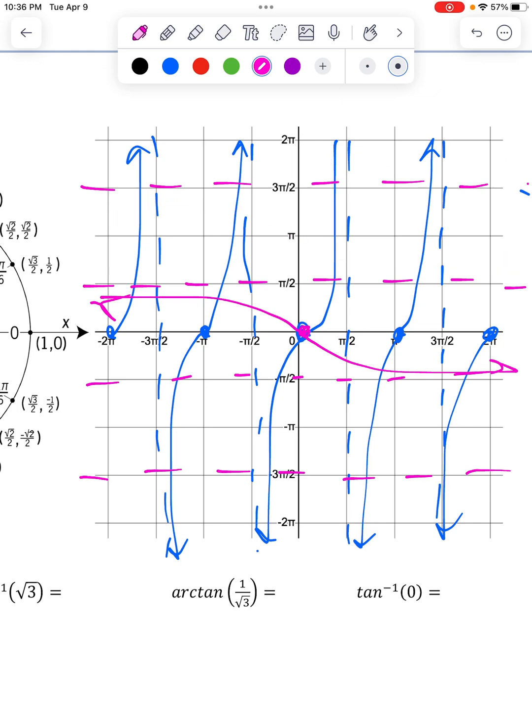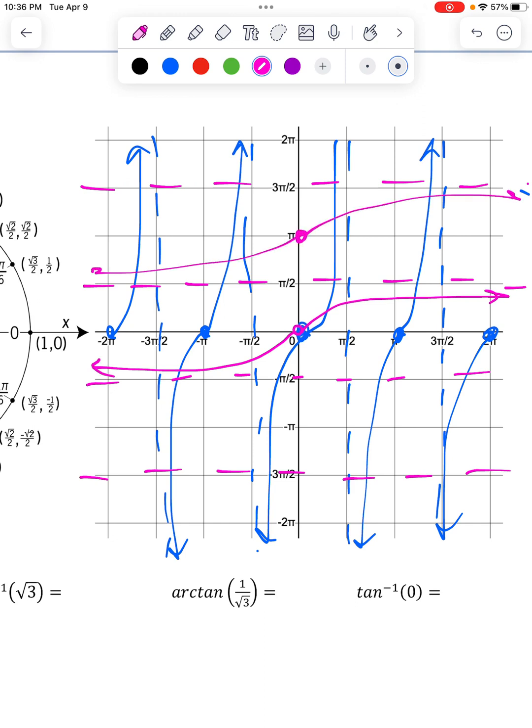Oops, this is my bad. I just flip-flopped these. It should go like this. Okay. All right.